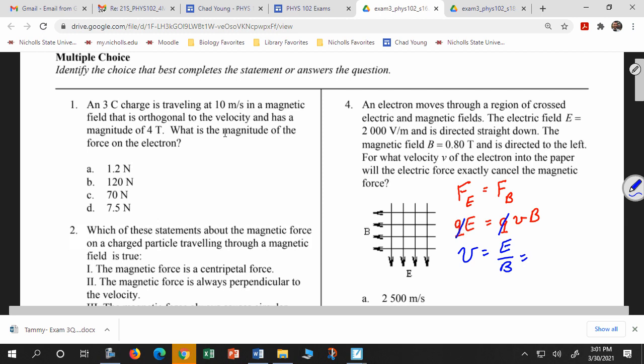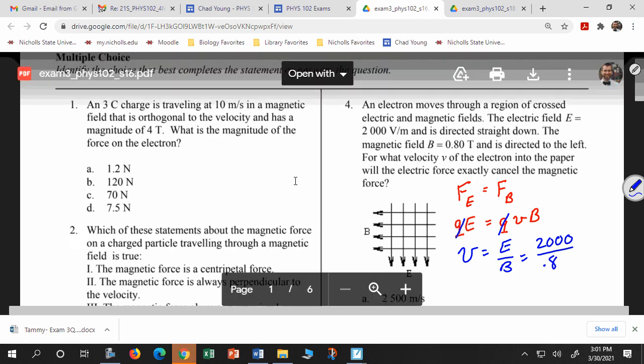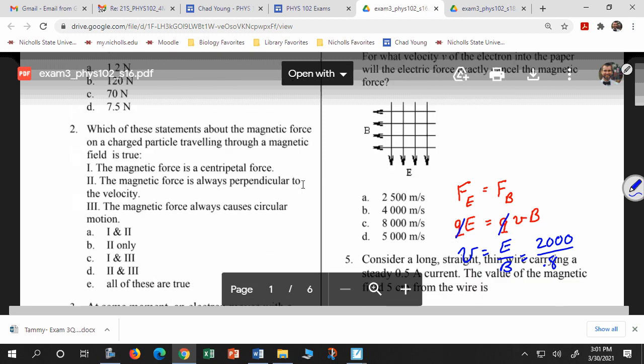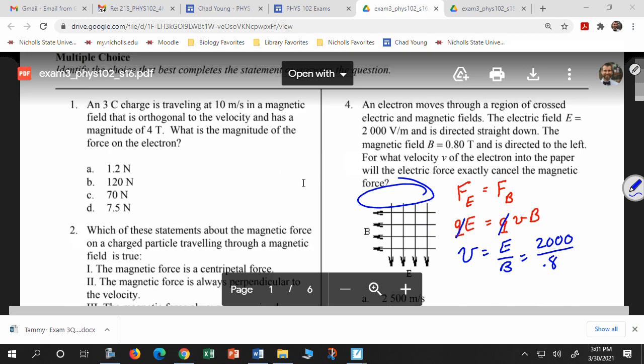E, I'm told, is 2,000. B is 0.8. So 2,000 divided by 0.8 is 2,500. So that would be the answer there, 2,500.